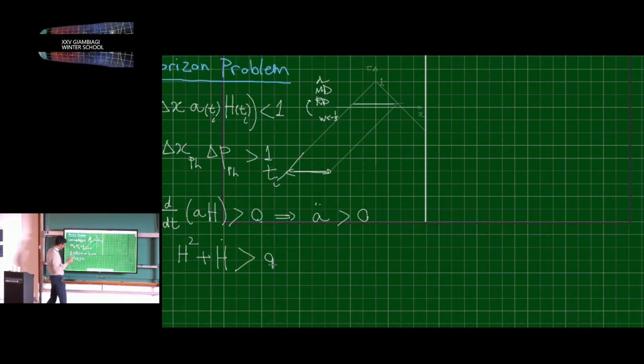Now, how can we know that h squared is positive? So then if h dot was also positive, that would be satisfied. So that's one option. h dot larger than 0. This option is forbidden by what we call a null energy condition.